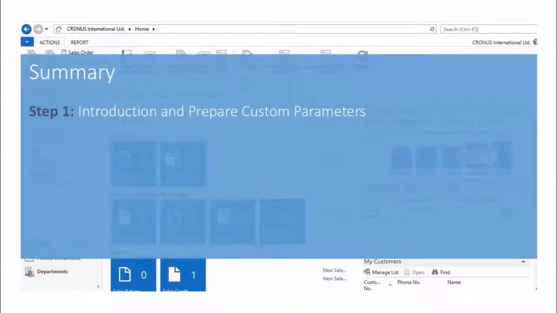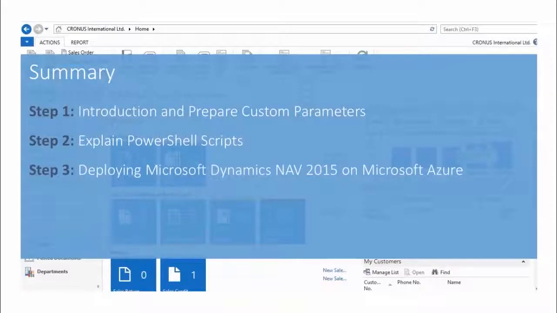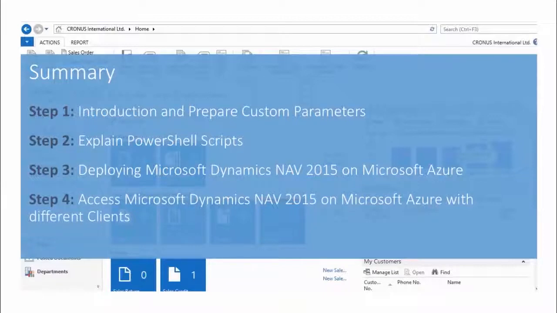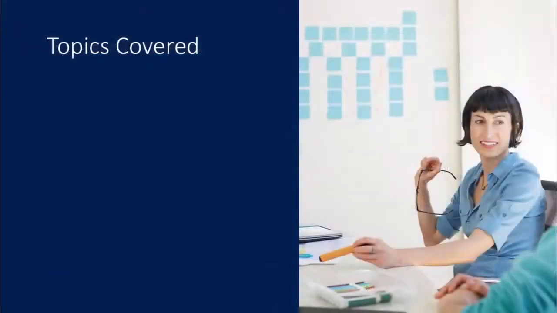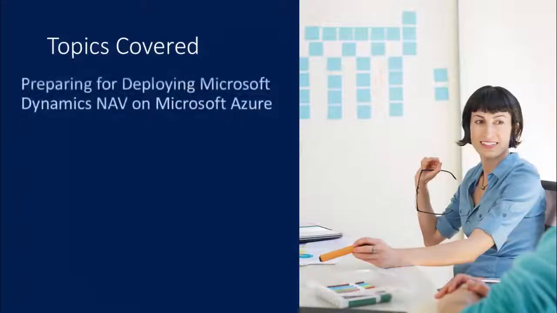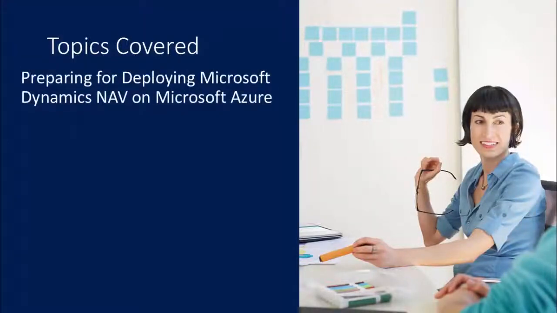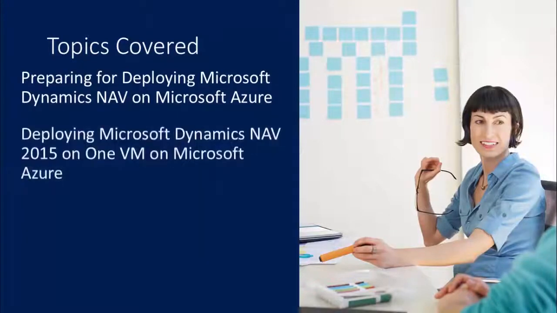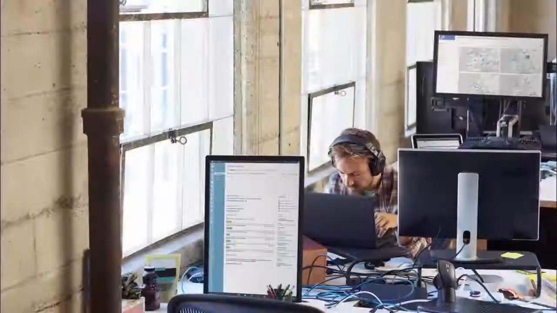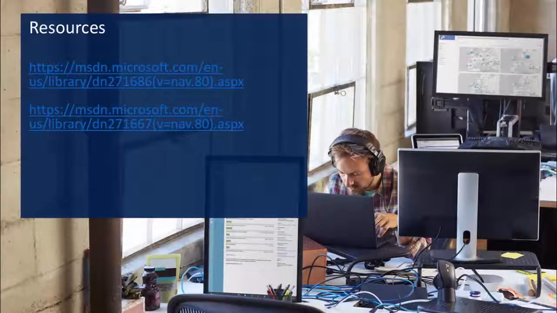After the introduction, I prepared all the custom parameters. Then I explained the PowerShell script samples. In step 3, I installed Microsoft Dynamics NAV on Microsoft Azure. And finally, I showed you how to access Microsoft Dynamics NAV on Azure using different clients. With these steps, I covered these topics: preparing for deploying Microsoft Dynamics NAV on Microsoft Azure and deploying Microsoft Dynamics NAV 2015 on one Microsoft Azure VM. To learn more about these topics, please visit the Get Started page and follow the links on the screen.